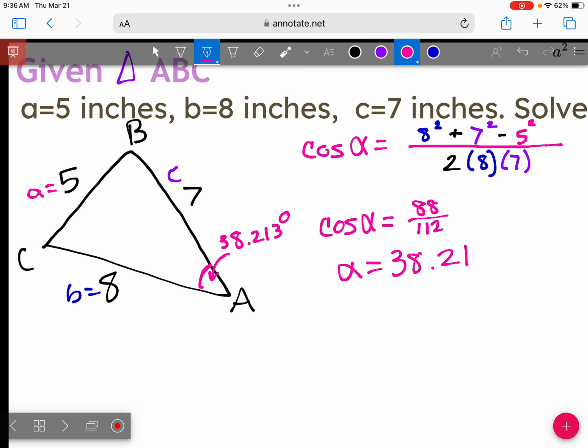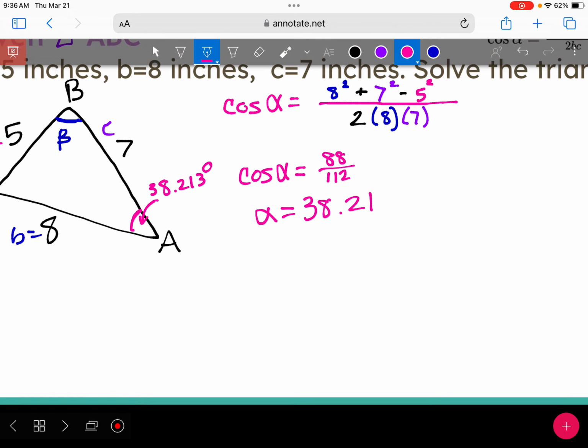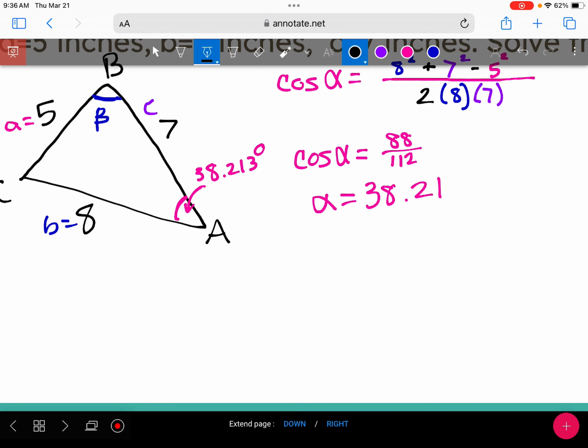Now we need to find our other angles. We don't have to use law of cosines this time, so we can use law of sines, which is good for us to review and remember. So we're going to set up our ratio. We're looking for another angle. Let's do beta.